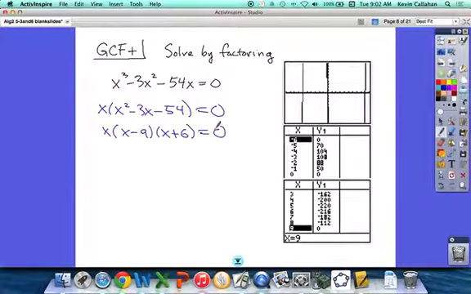Okay, now we can solve this like we did in the homework last night, right? What are the values of x? What are the zeros?